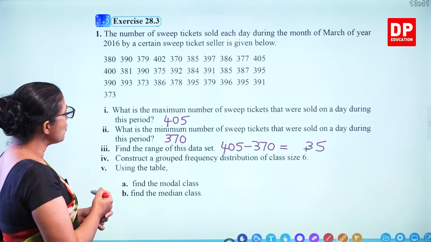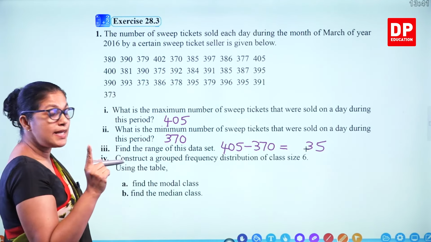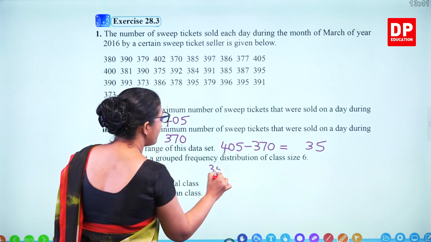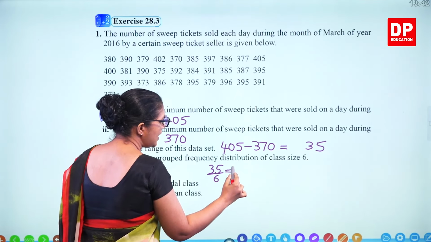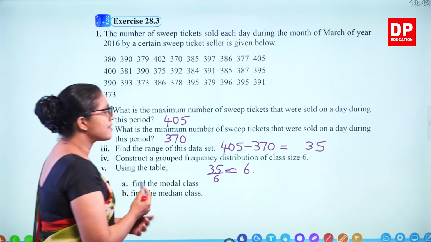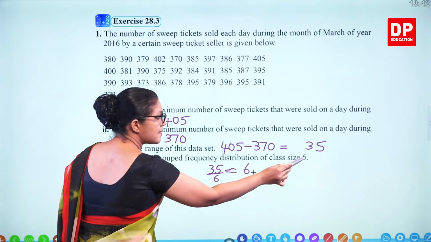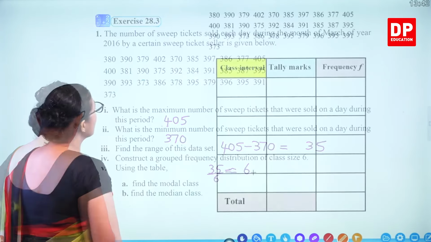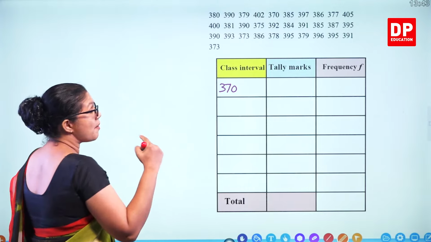Construct a group frequency distribution of class size 6 using the table. So class size 6 means we'll take 35, the range, divided by 6. So roughly 6, this is 5 point something. So the class size is 6, as well as the number of intervals also 6. So the lowest value is 370 and the number of intervals is 6.